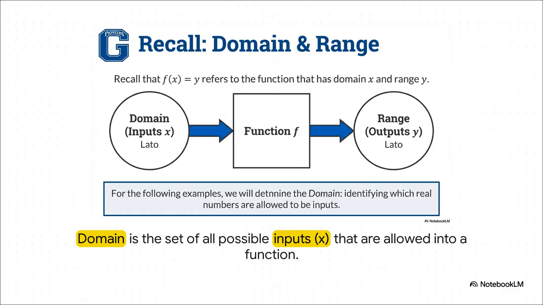The domain, that's your set of all possible inputs, your x values. You feed an x into the function machine, it does its thing, and out pops a y value, the output. The collection of every single possible y value you could get, that's the range. For the rest of this breakdown, though, we're going to zero in on the domain. What inputs are even allowed in the first place?